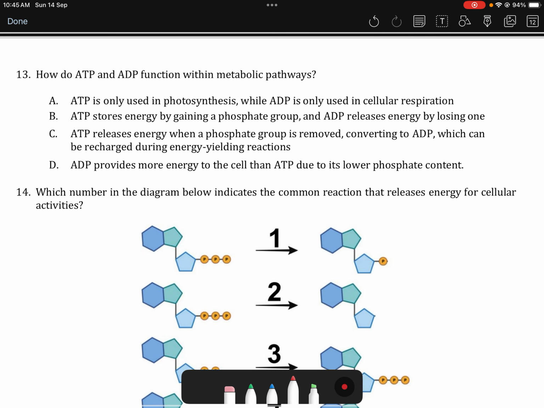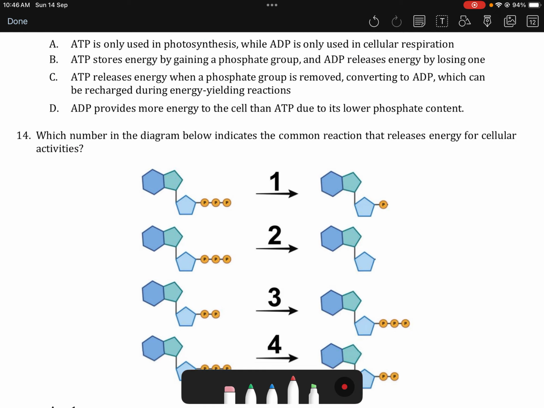How do ATP and ADP function within metabolic pathways? They are interconvertible. We know that. Okay. So ATP is only used in photosynthesis. No. ATP stores energy by gaining a phosphate group, and ADP releases energy by losing it. No. They are opposite. So this should be written ADP and this should be written ATP. So they are written opposite. ATP releases energy when phosphate is removed, converting to ADP, which can be recharged during the yielding process. Yes, this is correct. ADP provides more energy. No, this is ATP provides more energy.